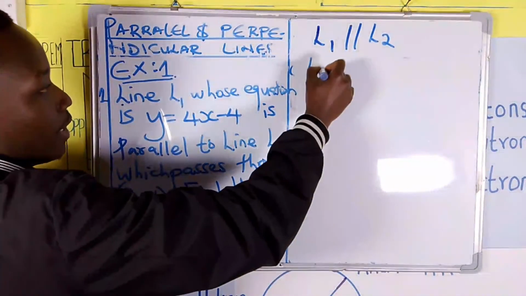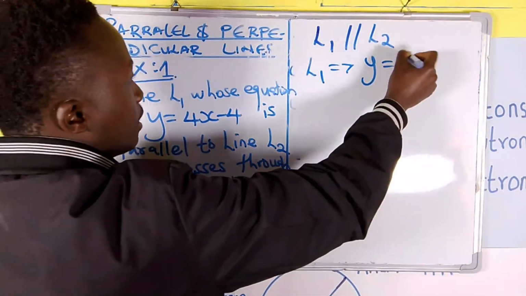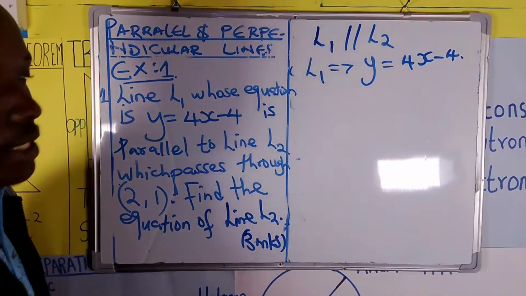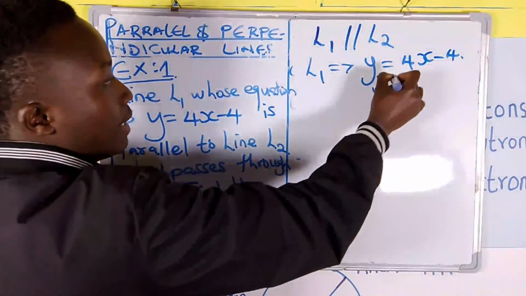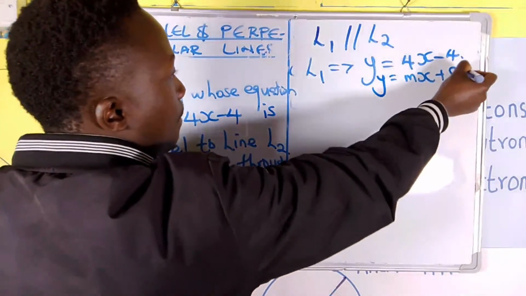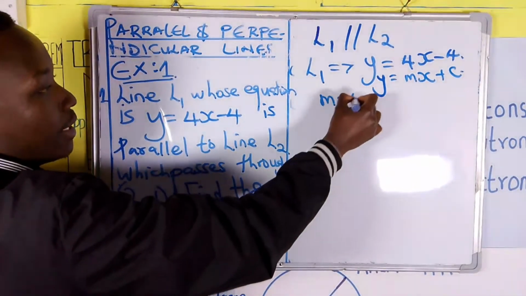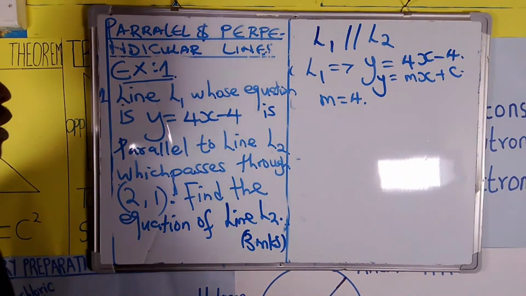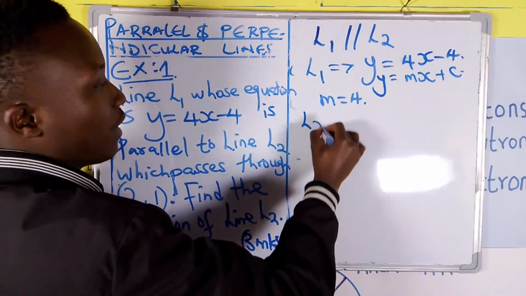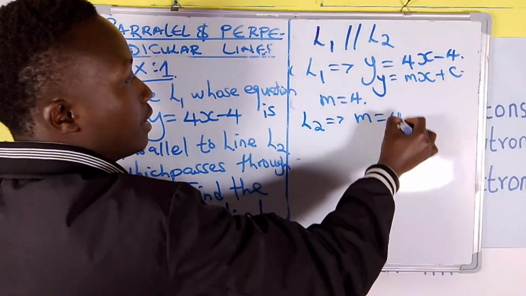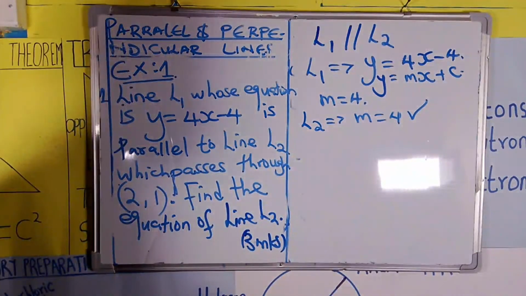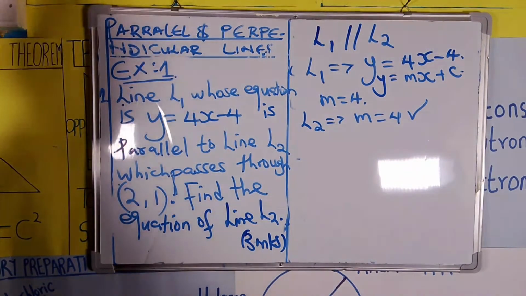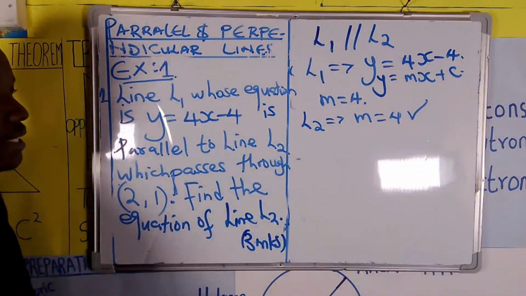In this case, for line 1, the equation is y is equal to 4x minus 4. Bearing in mind the general equation of a line is y is equal to mx plus c, our m as our gradient is equal to 4. Having our gradient equal to 4, it means that even the gradient of line 2, our m, is still equal to 4. Why is our m equal to 4? Because in parallel lines, the gradient is the same.